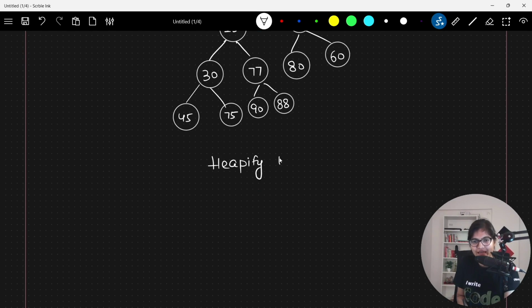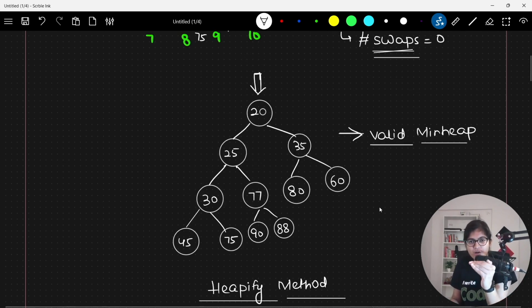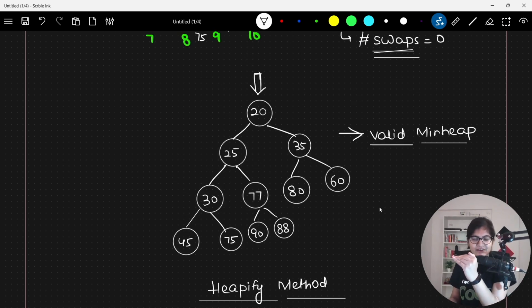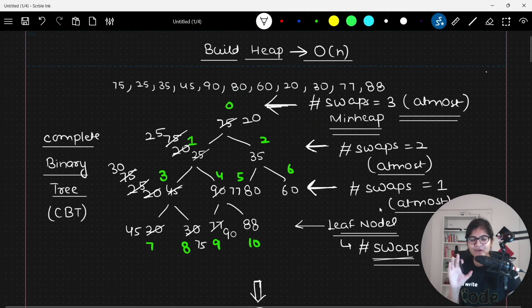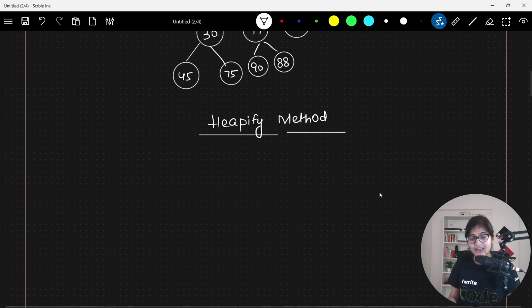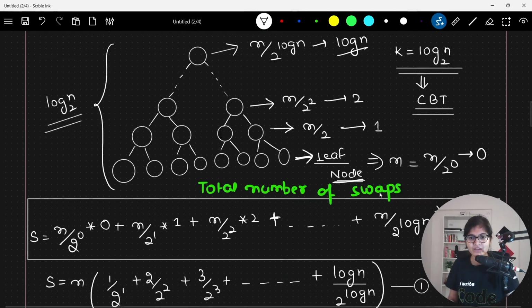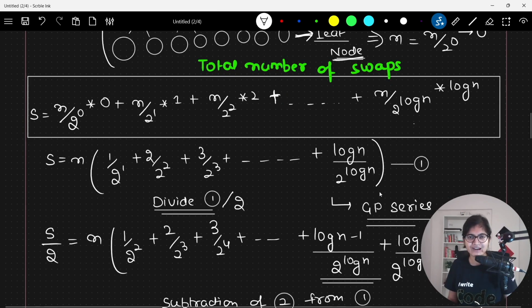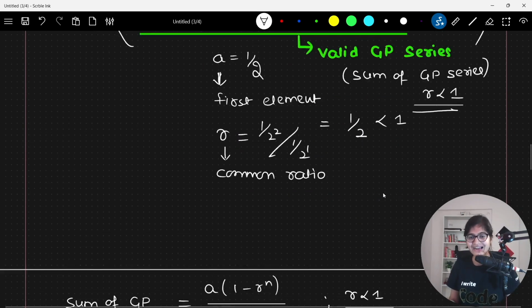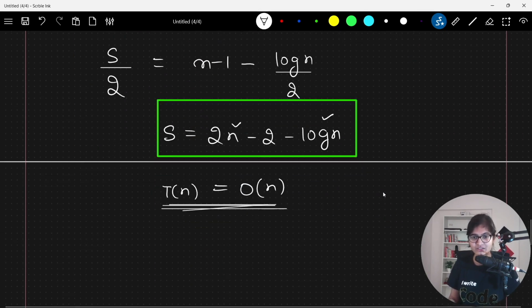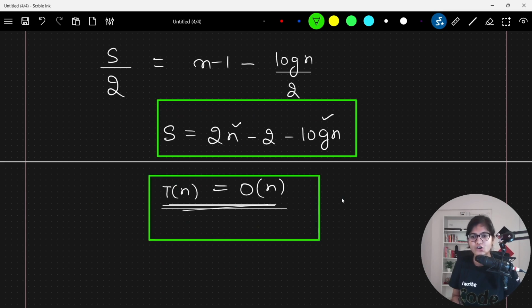This is famous by the name of the heapify method, where we start from the level above the leaf nodes, and from there we keep exploring whether it is following the Minheap property or not. If not, we do swaps, and the number of swaps in the worst case scenario becomes the overall time complexity. And that's what we found with the help of the derivation, and we got the time complexity as big O of n.